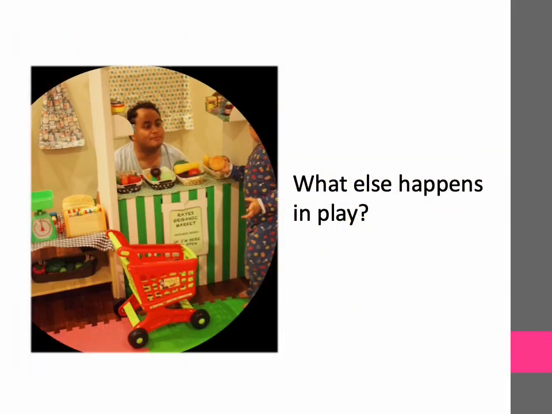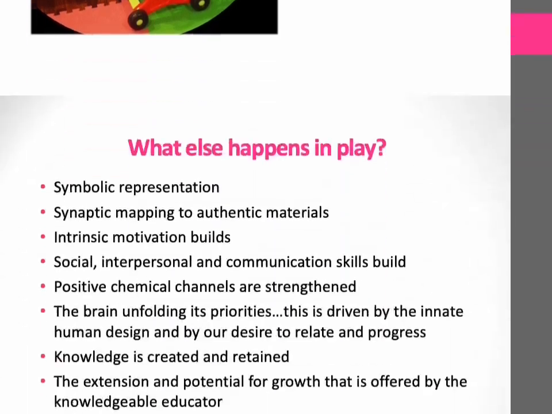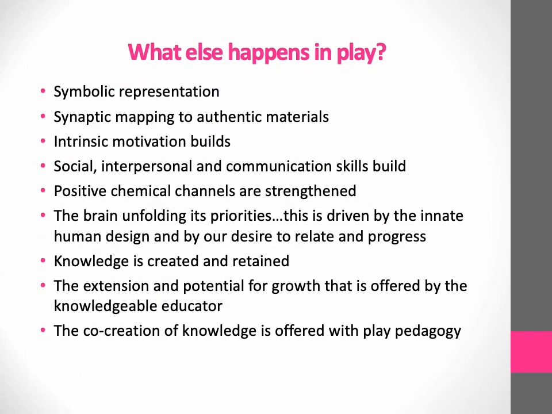What else happens in play? Play produces positive chemicals, so the brain identifies play as pleasurable. It increases dopamine, endorphin, serotonin. Play provides ample opportunities for adults to scaffold the foundational motor, social and emotional, language, executive functioning, math, and self-regulation skills needed to be successful in an increasingly complex and collaborative world.